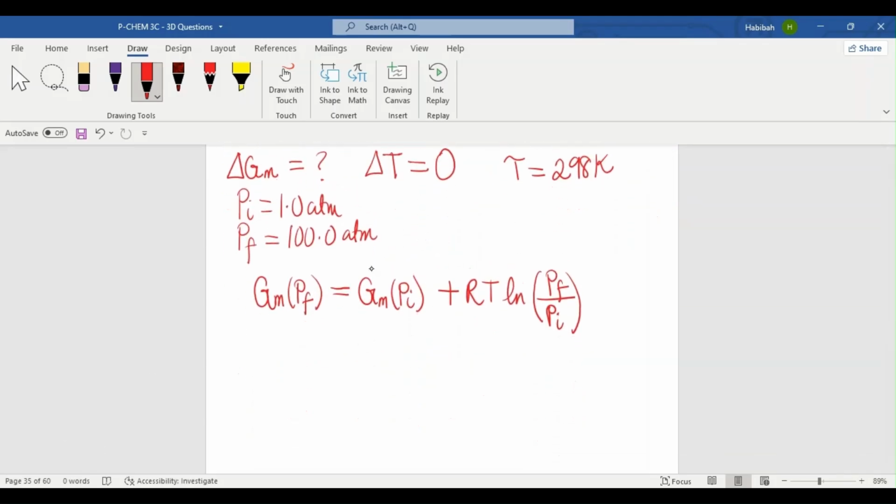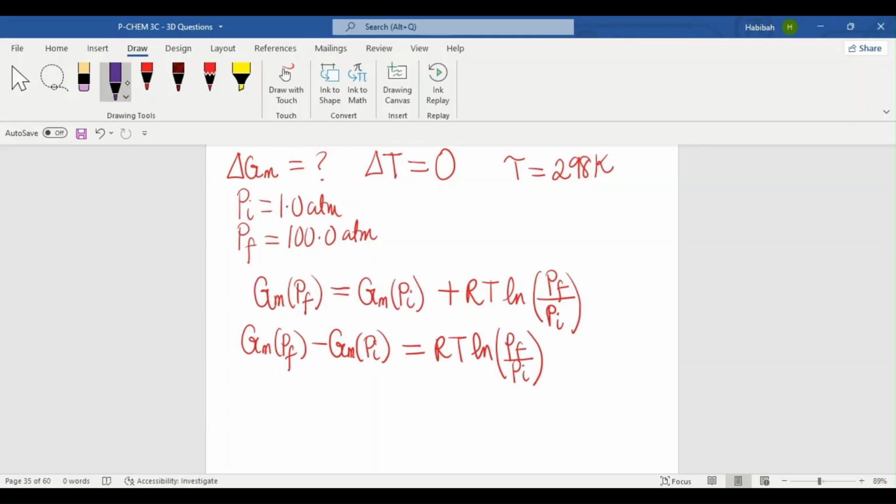Now, to rewrite this formula, we have the change in molar Gibbs energy: the molar Gibbs energy at final pressure minus the molar Gibbs energy at the initial pressure is going to equal RT ln P final divided by P initial. So you note this. The molar Gibbs energy of the final minus the molar Gibbs energy of the initial is just simply, let me change the color, change in GM, which is what we're solving for, equals RT ln P final divided by P initial. Now we've gotten the equation we're supposed to use.